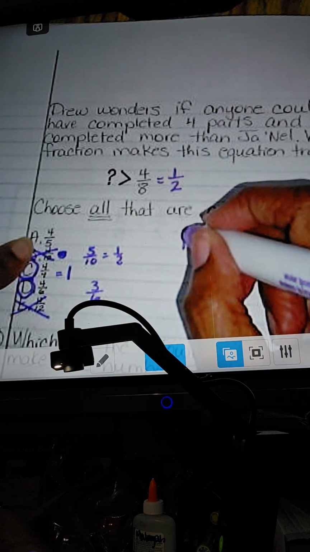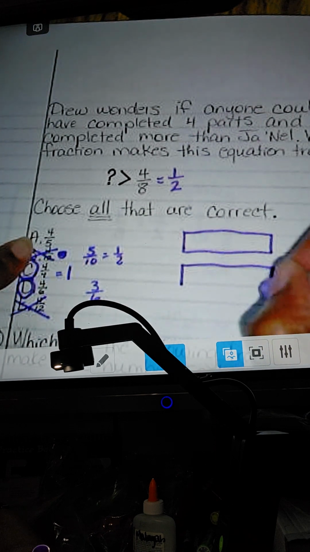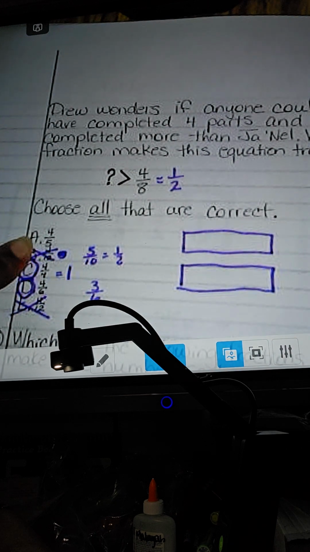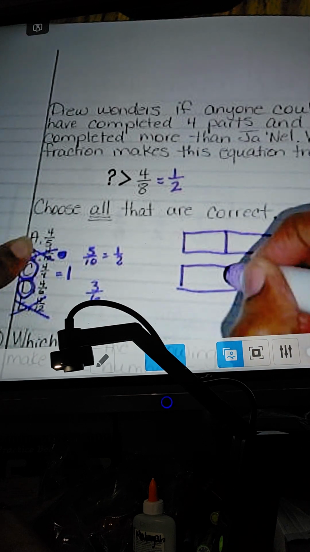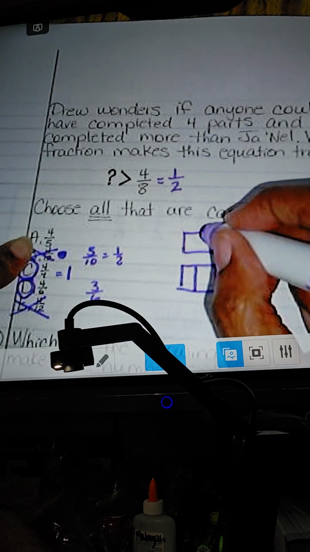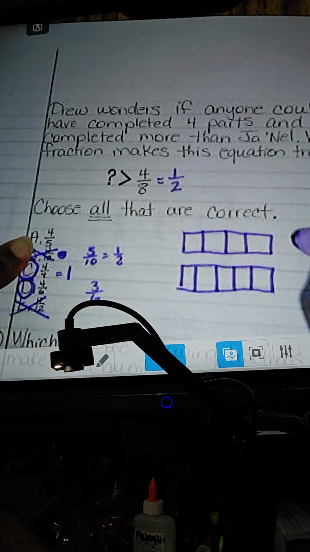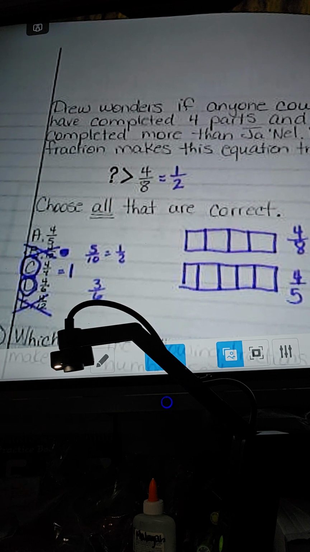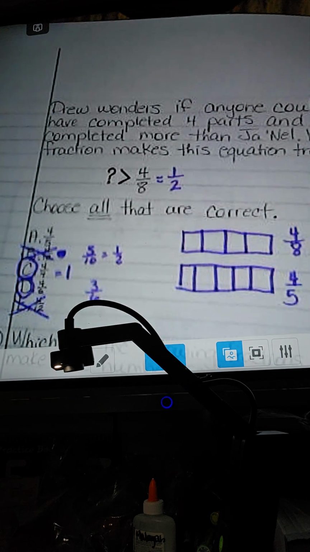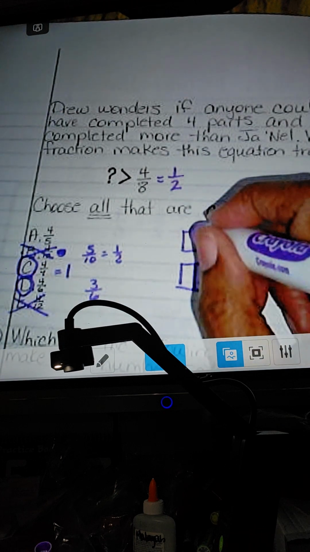So I would draw out a model just to make sure, because we don't have 1/2 of 5ths. So I'm just going to draw this model out to make sure that I know what I'm talking about. That is a horrible square. I'm sorry. All right, so this one, this will be 4/8. And this one, we're going to show 4/5. So let's look and see. If I shade this in, oh, that's 4/8, not 2/4.